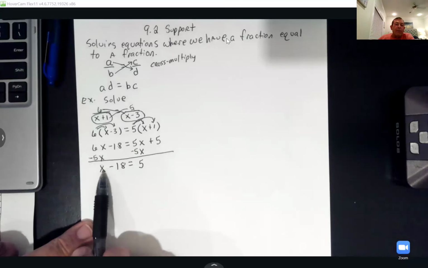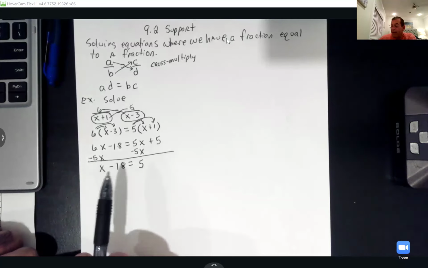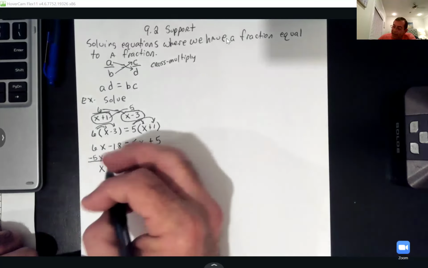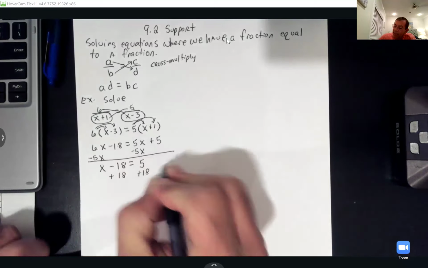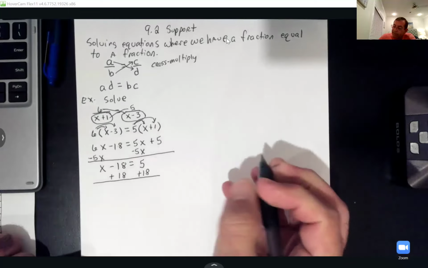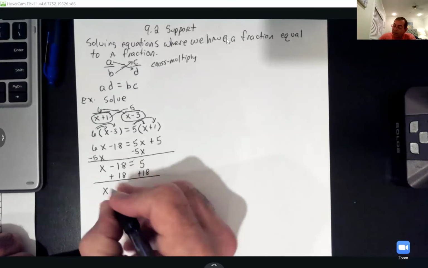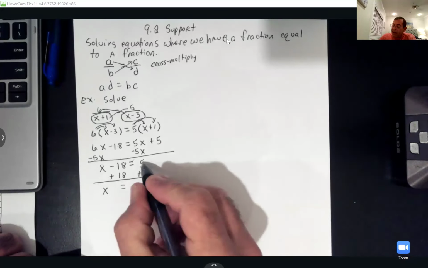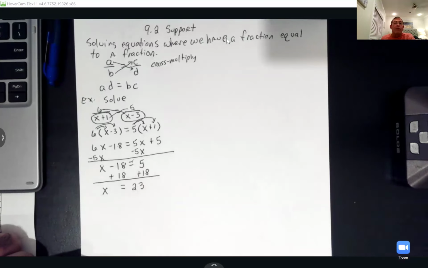So now we got a 1x, but we need this x over here by itself. So that negative 18, to move it, we're going to add 18. Hang on, look at that. Here comes my x. 18's canceled on the left side. 5 plus 18 gives me 23.